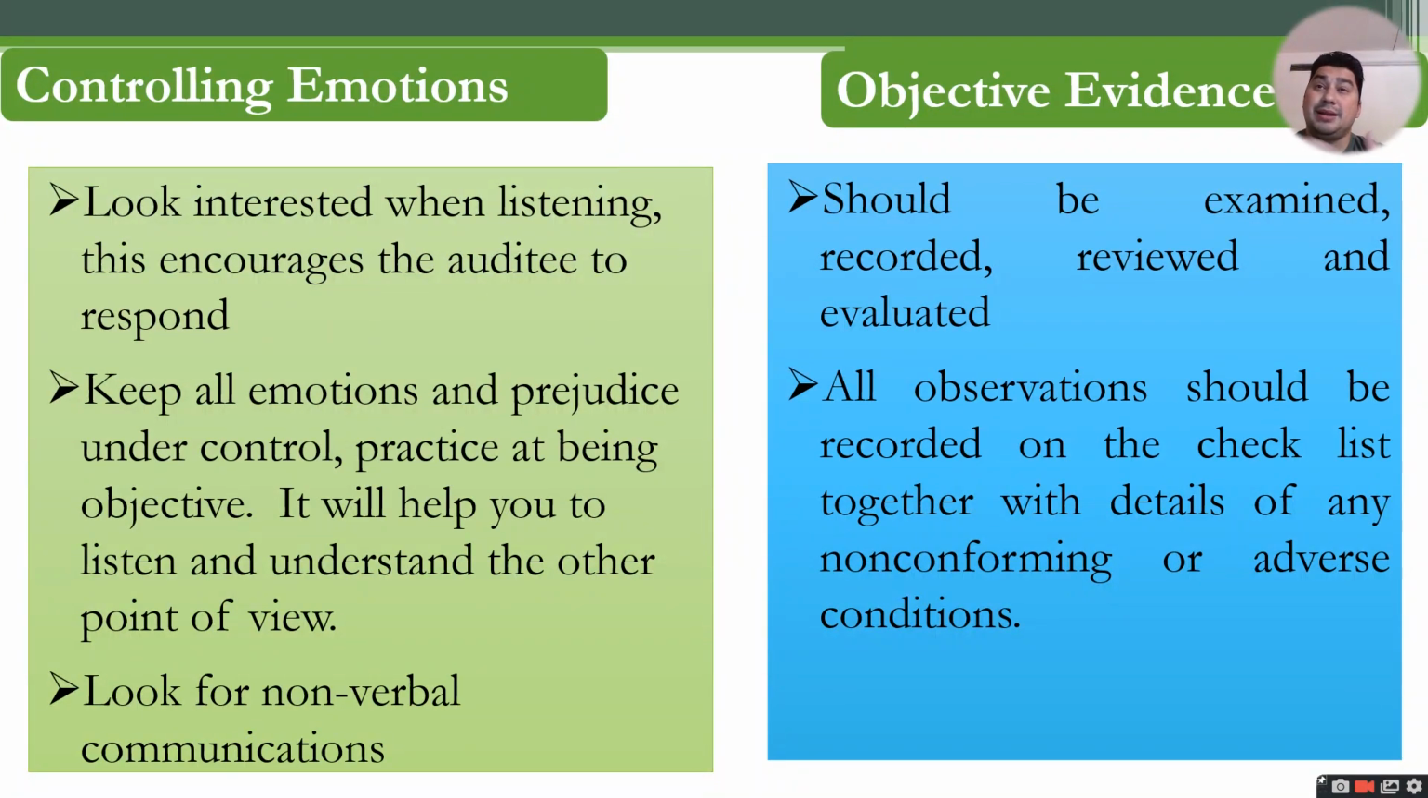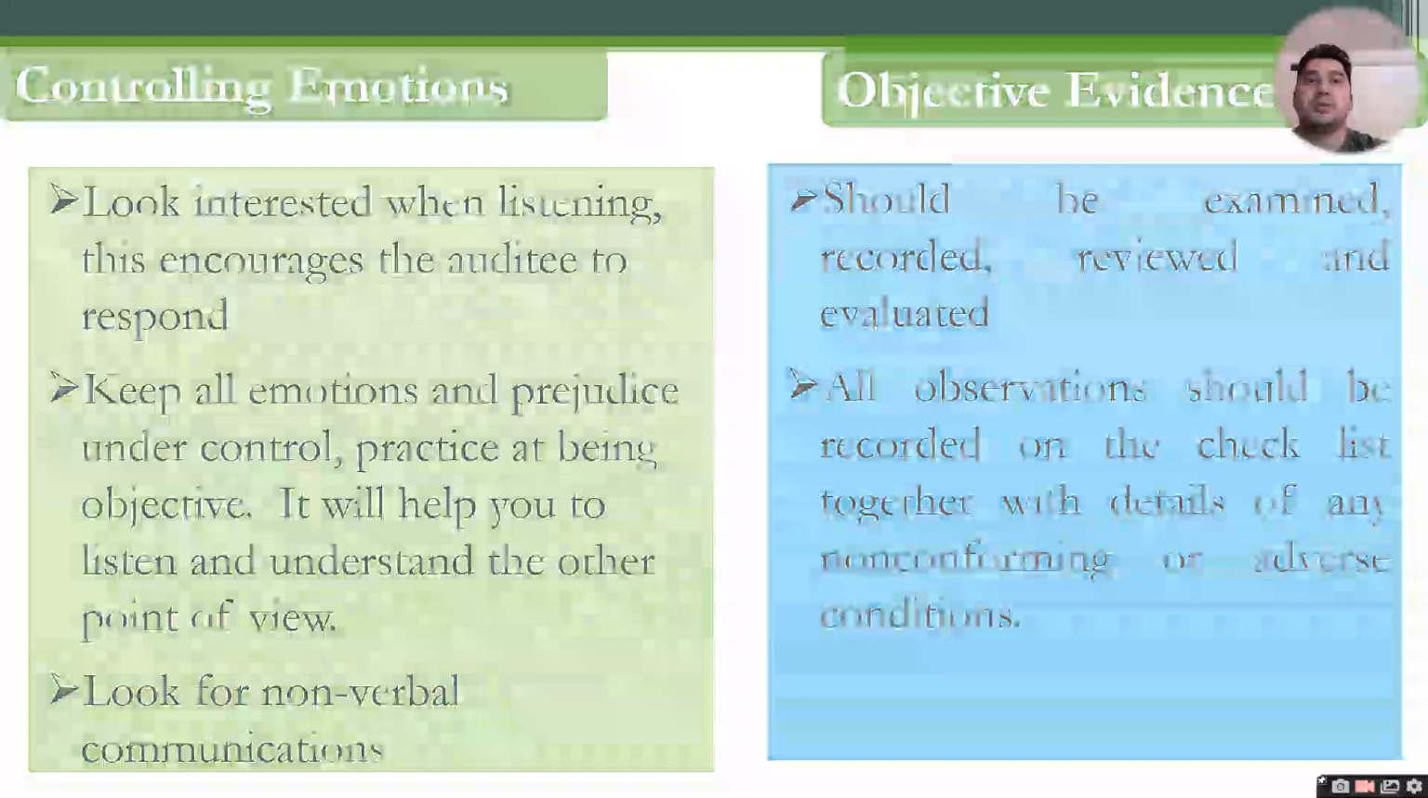Look interested when listening. This encourages the auditee to respond. Keep all emotions and prejudice under control. Practice being objective. It will help you to listen and understand the other point of view. Look for non-verbal communications. And objective evidence should be examined, recorded, reviewed, and evaluated. All observations should be recorded on the checklist together with the details of any non-conforming or adverse conditions.